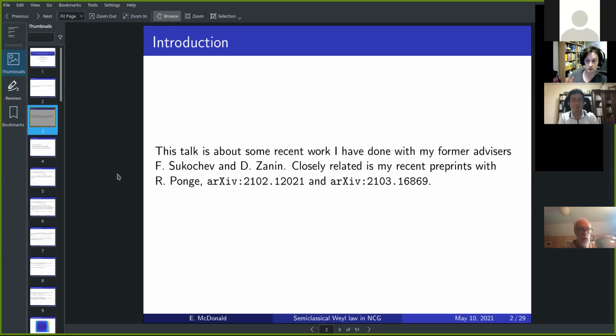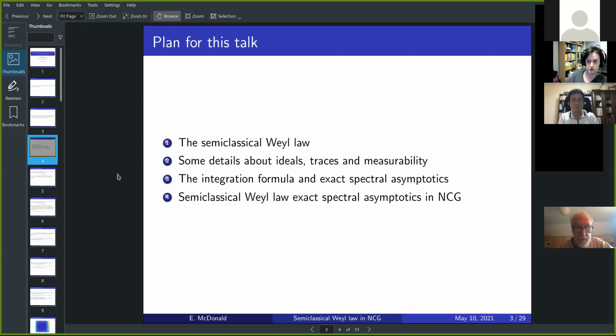So here is what I'm intending to talk about today. And I will go over these things for people who haven't seen them before. We're going to talk about the semi-classical Weyl law, or at least one form of it. I'll remind you about various things relating to Connes' integral formula, ideals, traces, measurability, and the like. And finally, I'm going to give you some interesting results, including what I think is a very interesting Tauberian theorem. So let's get started, and I'll give some of the physical background.